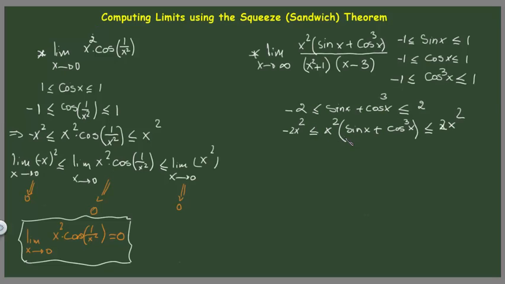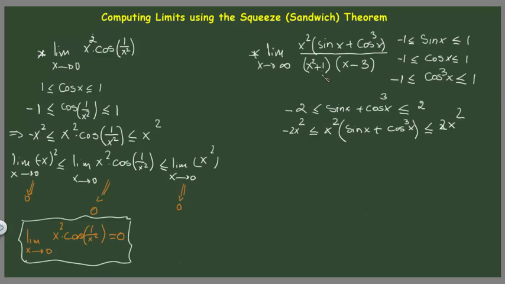Anytime you have sine in between this limit, of course the outside functions are going to be considered also as being either greater than or equal to the function, or less than or equal to the function.